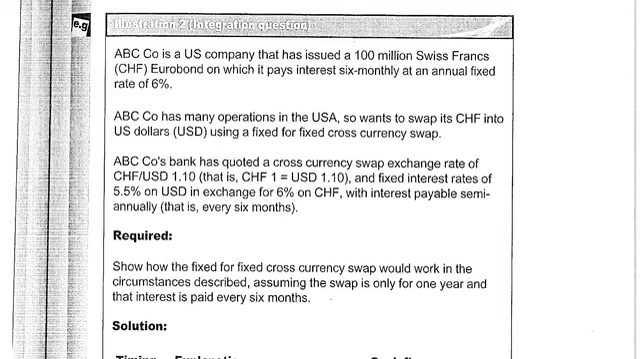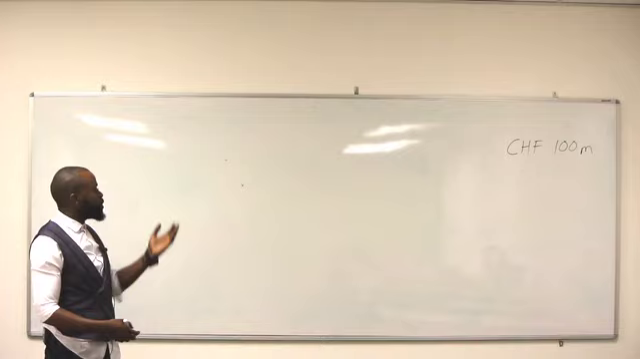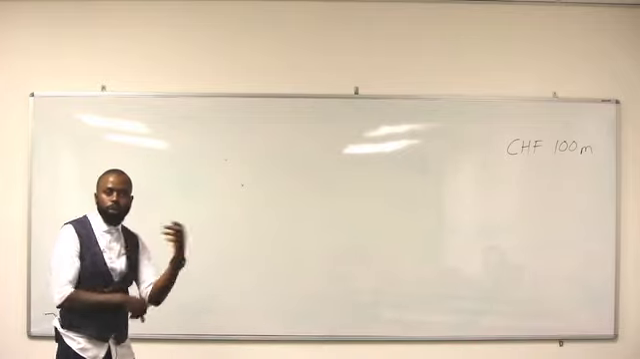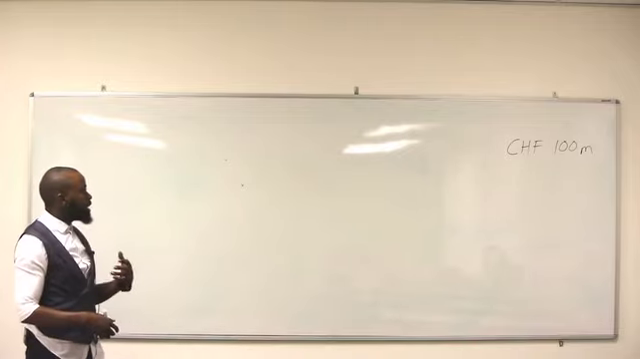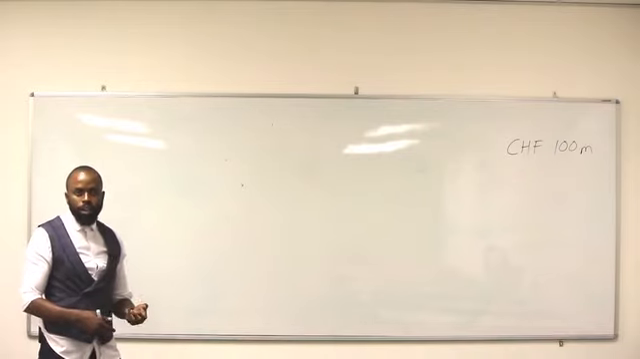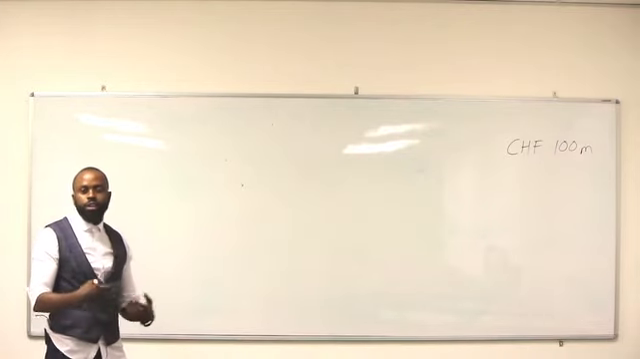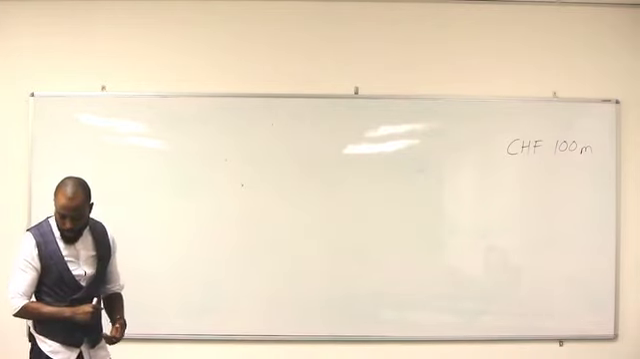So here the company wants to operate in the USA. What the company does, they can approach a bank. Then they go to the bank and say, we want to have a cross-currency swap. We don't want the Swiss francs. Because we have operations in the USA, we would rather pay interest using the US dollar to match our cash flow with the interest payments.